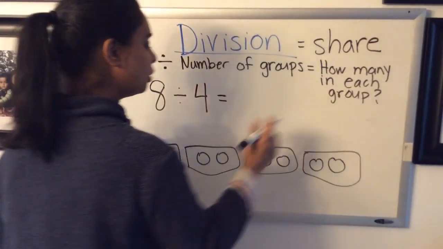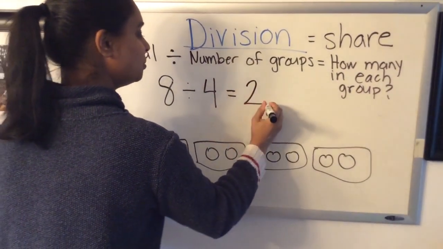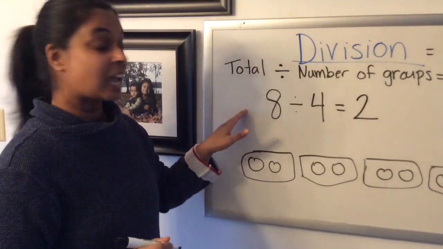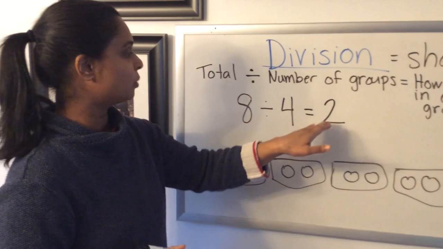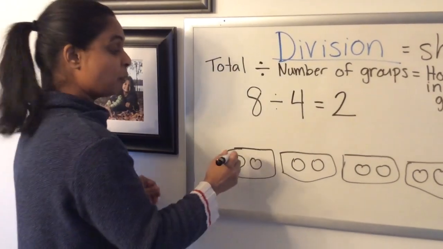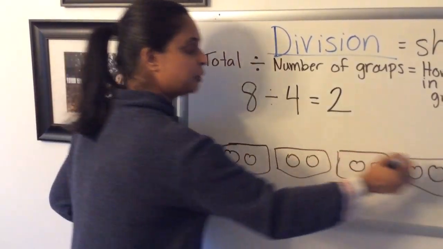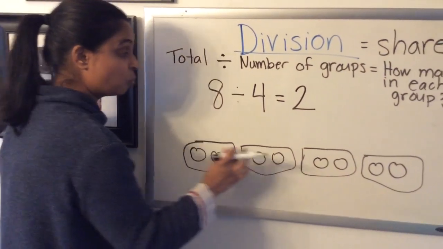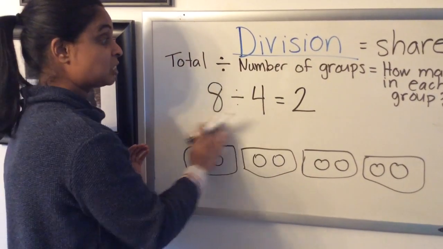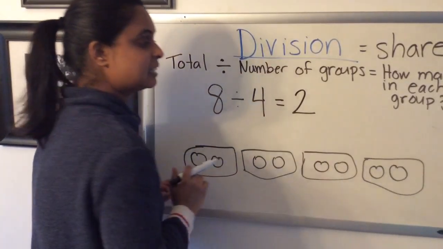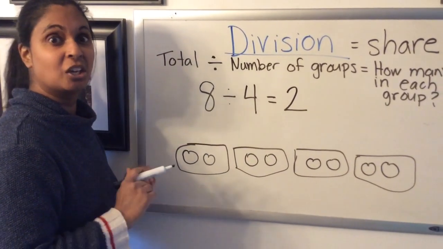How many in each group? The answer is 2. So this is our division sentence now complete. 8 divided by 4 equals 2. And I want you to make sure that when you're sharing, you're doing it as I just demonstrated. So 1 to each group, counting as you go along, and stopping when you get to your total, and then looking to see how many are in each group.